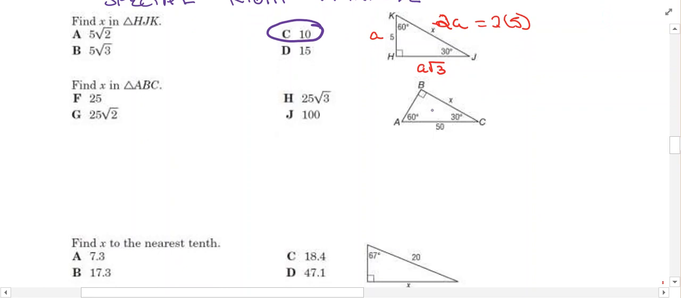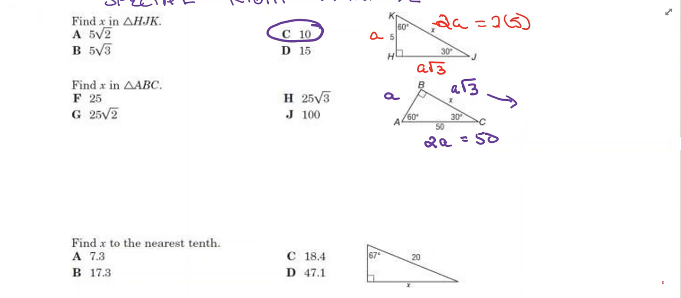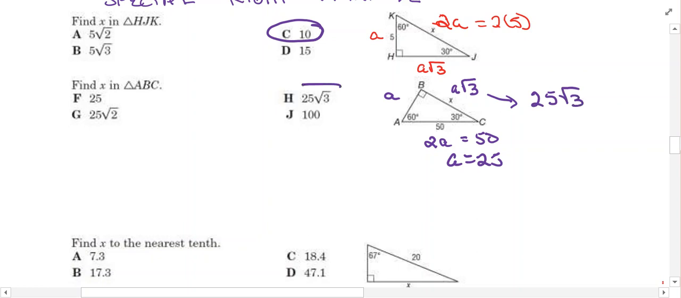And on this one, we have a 30, 60, 90. This would be A. This is a hypotenuse, so it would be 2A. The longest side is A rad 3. Well, if 2A equals 50, A equals 25, which makes this side here A, which is 25 rad 3.